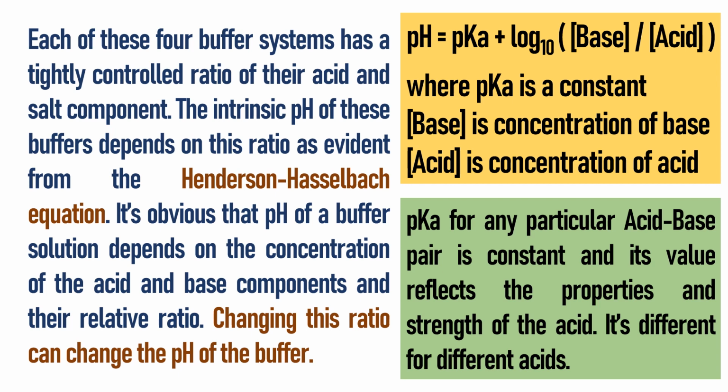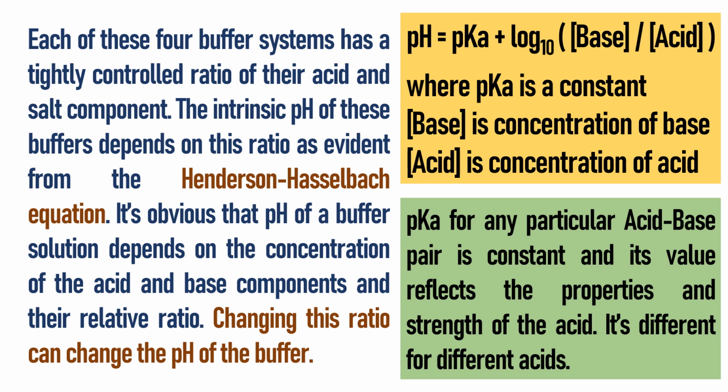Each of these four buffer systems has a tightly controlled ratio of their acid and salt component. The intrinsic pH of these buffers depends on this ratio, as evident from the Henderson-Hasselbalch equation. It's obvious that pH of a buffer solution depends on the concentration of the acid and base components and their relative ratio. Changing this ratio can change the pH of the buffer. This is the Henderson-Hasselbalch equation. pH is equal to pKa plus logarithm of the ratio of base by acid.